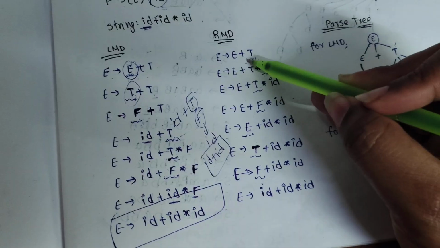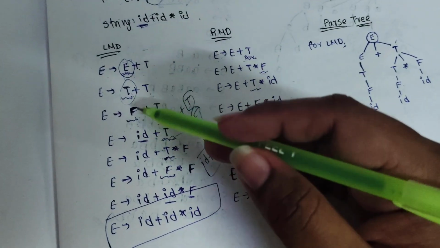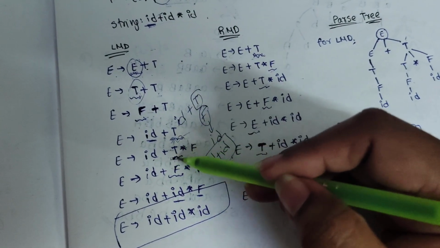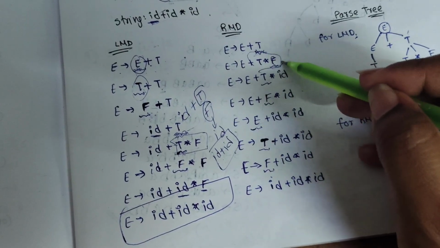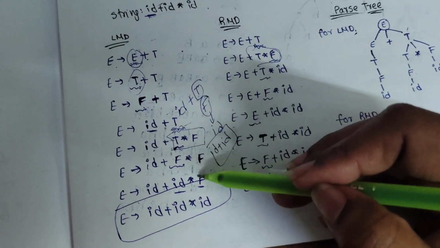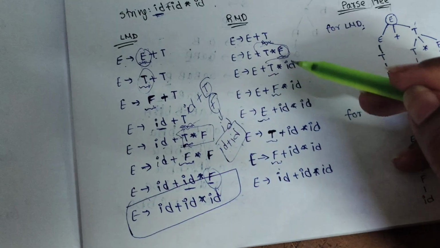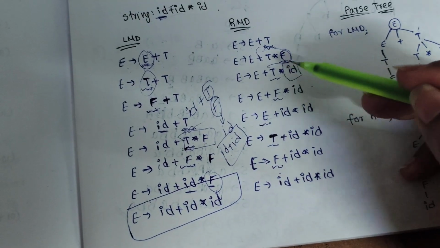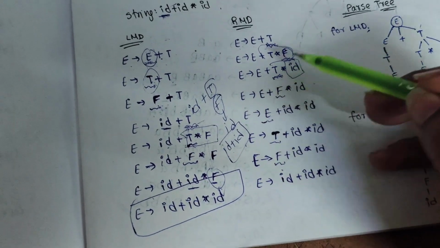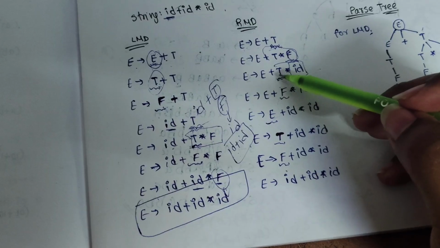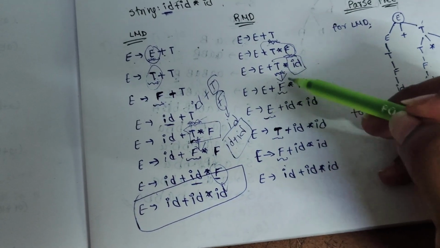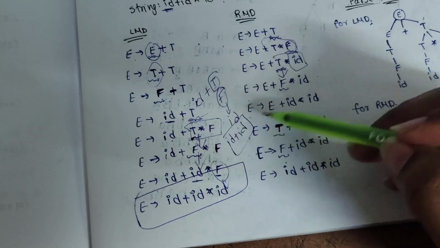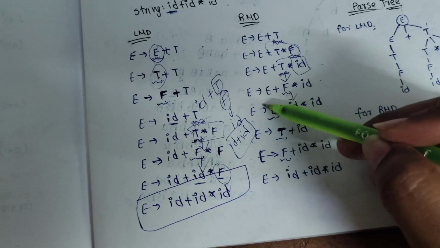So what do you think we have to replace the T with? Just check this. What did we replace it with? We replace it with T into F. So replace it with that. Next, F. What did we replace that F with? ID. So replace that F with ID. Now we have T. What did we replace this T with? We replaced it with F. Replace it with F. And then we replaced it with ID. Replace it with ID. Now what do we have?